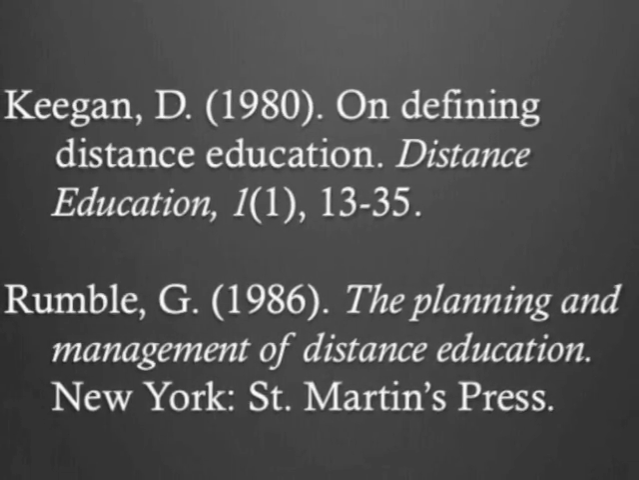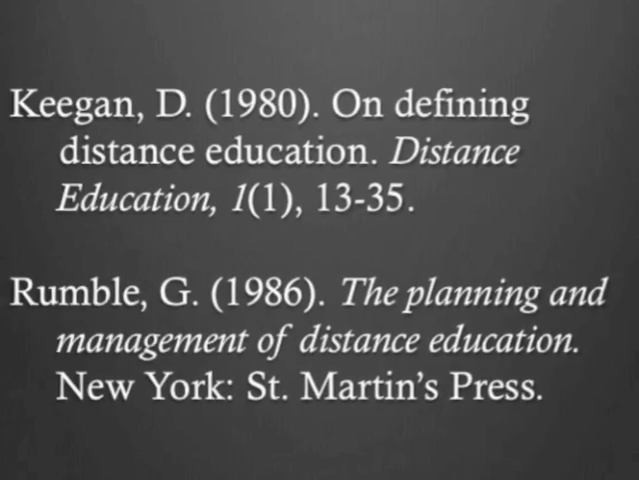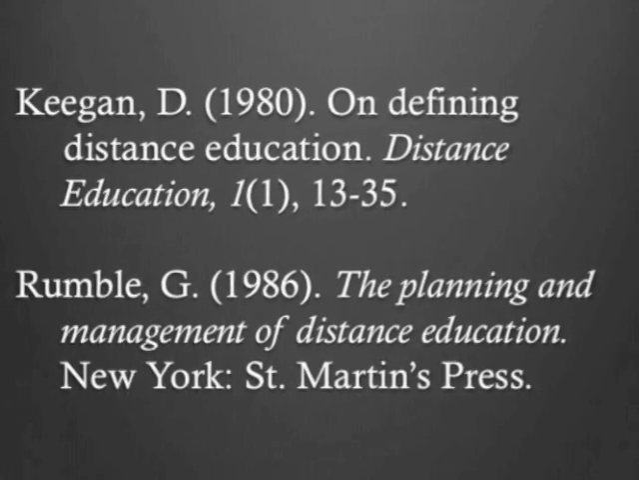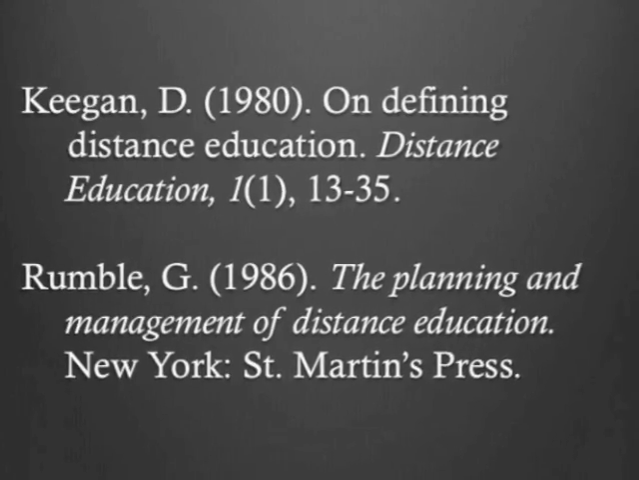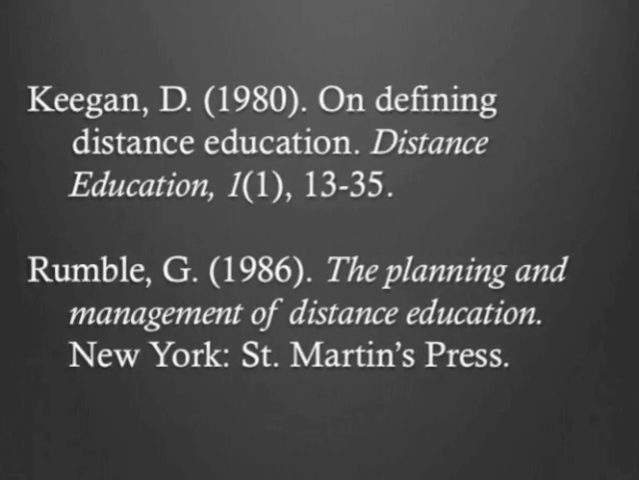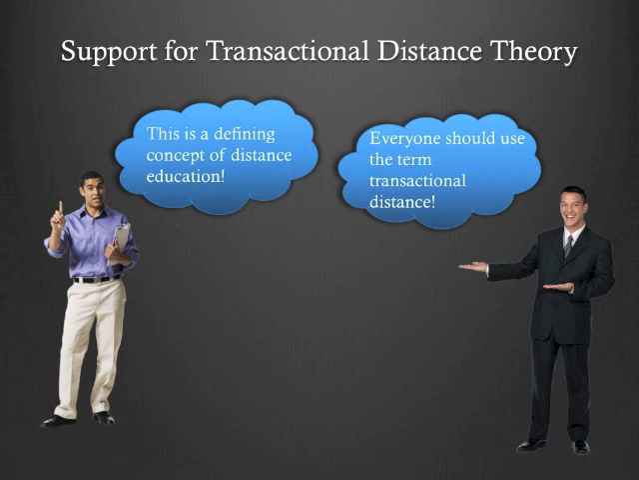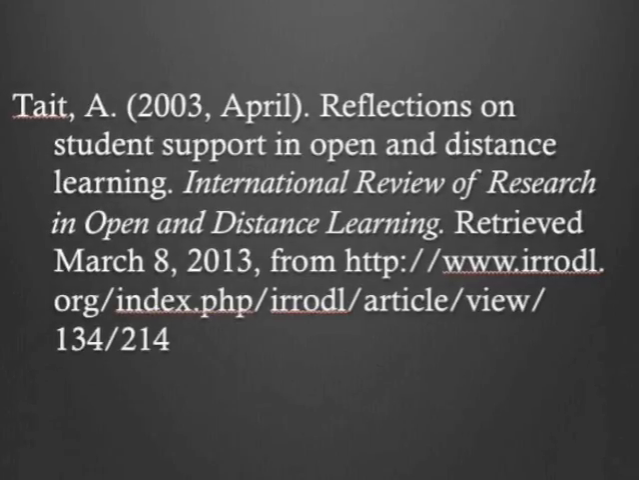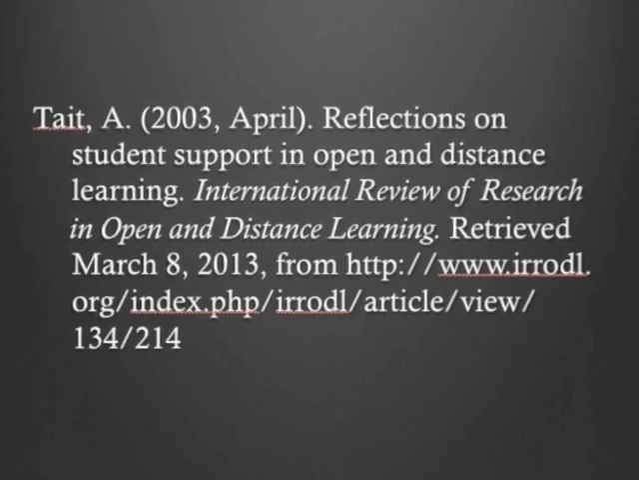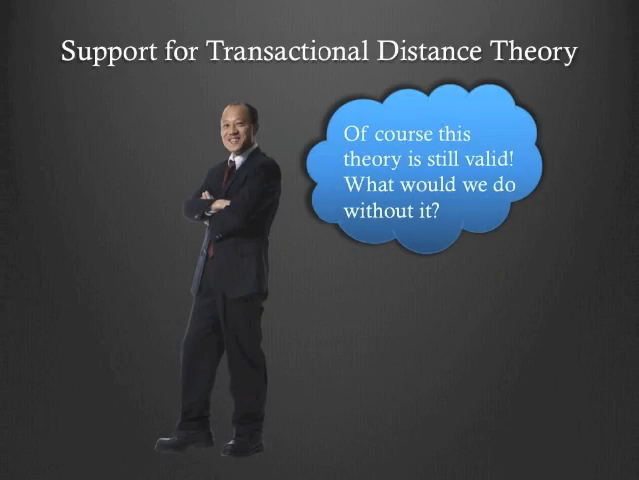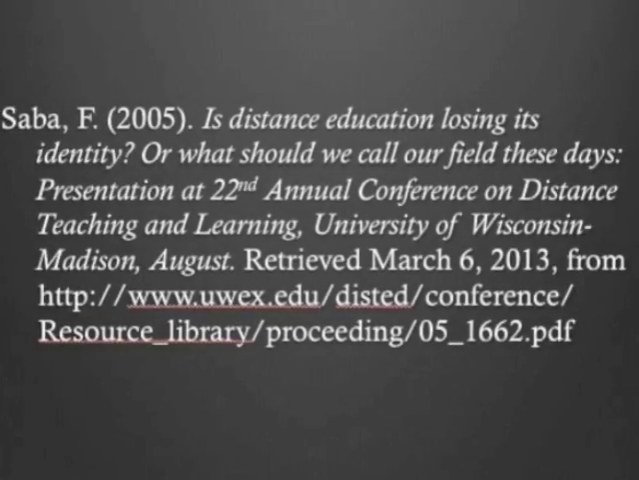Early support for the theory came from Keegan, who founded the journal Distance Education, and Rumble, a specialist in the administration of institutions of distance education. Keegan cited Moore's theory as a defining concept of distance education, while Rumble promoted the use of the phrase transactional distance. Tate, the Dean of Education at the United Kingdom Open University, claimed this theory still remained valid in 2003 and upheld its use as a tool to evaluate distance education programs.